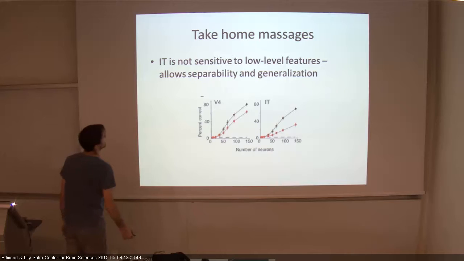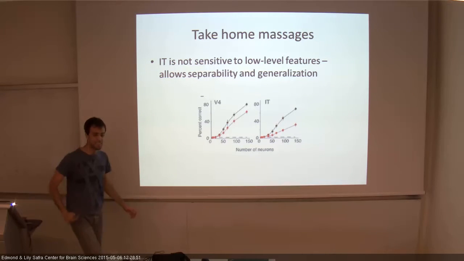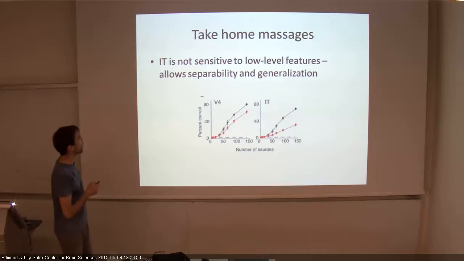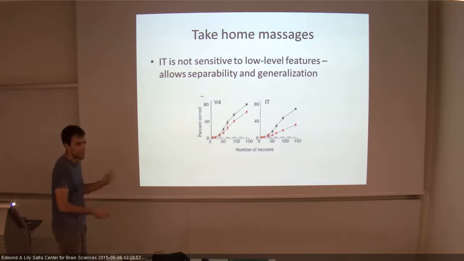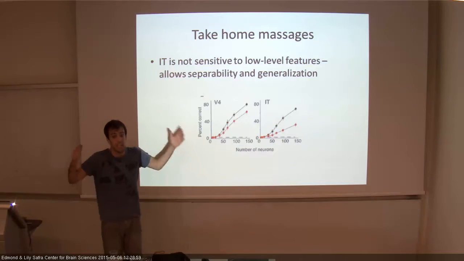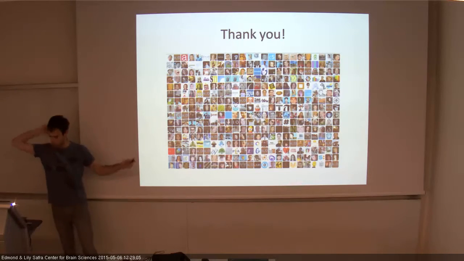And the last thing, which is very important for me, is that if we know that IT is not sensitive to low-level features, what we gain here is understanding that this insensitivity is actually what probably allows it to generalize and to separate and to actually create this categorization in it. So thank you very much.